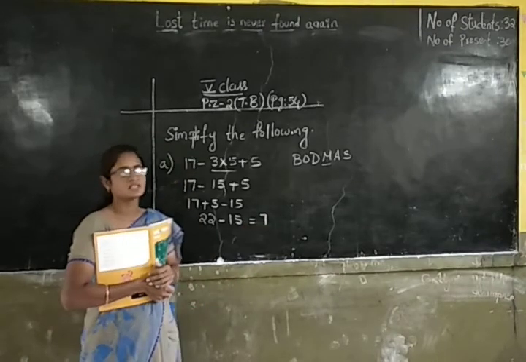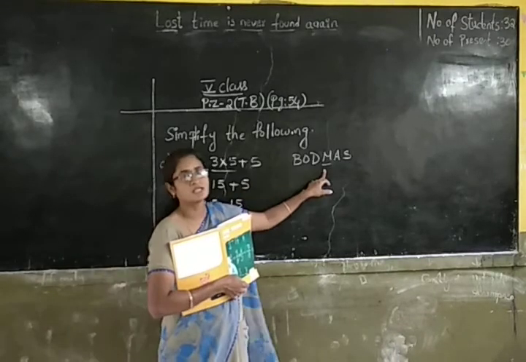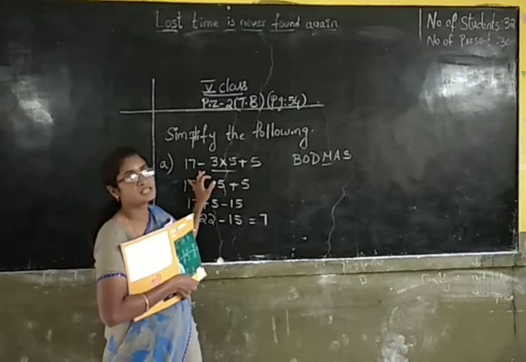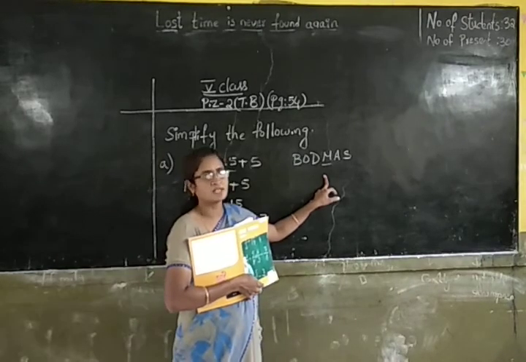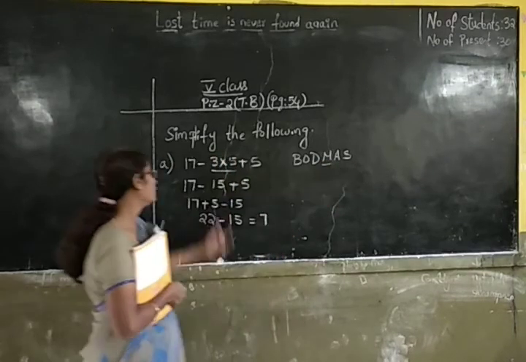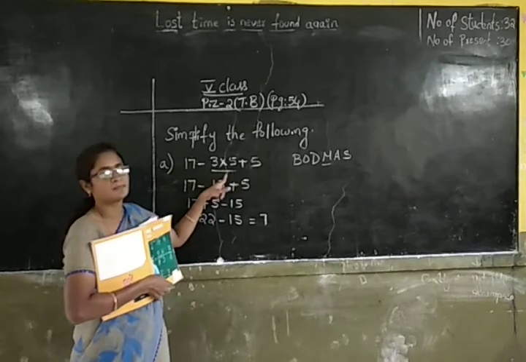Okay children, did you understand? First what we have to do? First we have to do multiplication. Here there are three operations given: multiplication, addition and subtraction. So according to BODMAS rule, first we have to do multiplication, then we have to do addition and then we have to do subtraction. So I have underlined the numbers which are having the operation multiplication.